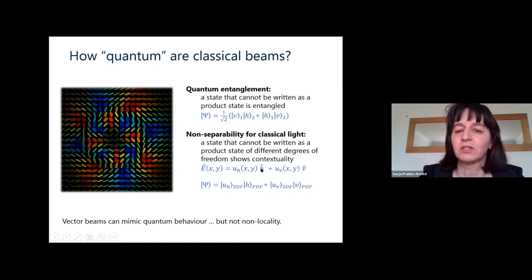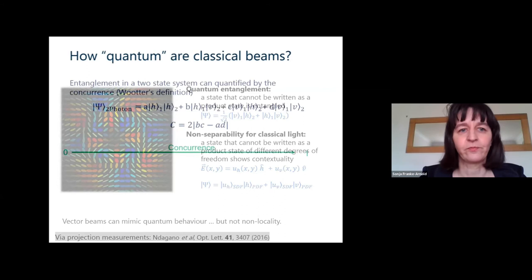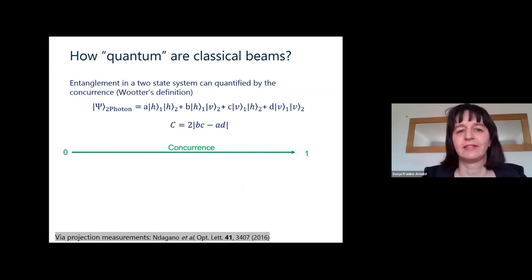If we're cheeky, we can just write that in a pseudo-quantum notation, where we get something that formally looks very similar to a quantum state. Obviously, our states can mimic quantum behavior, but they cannot mimic non-locality. On the positive side, they are incredibly easy to generate, as I've told you, and they might therefore find applications. So the big question is, how quantum are our classical beams?